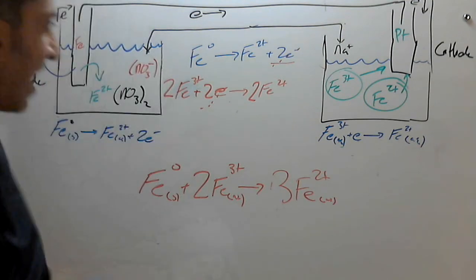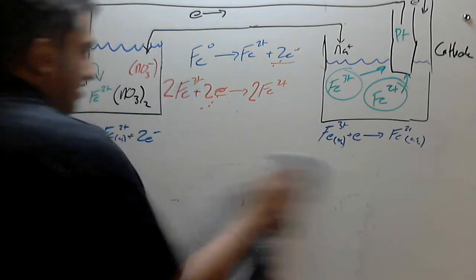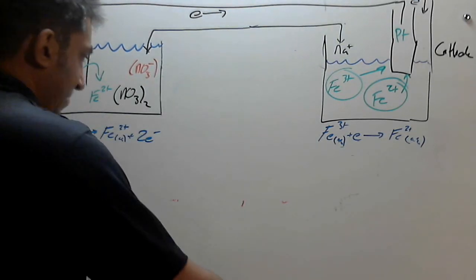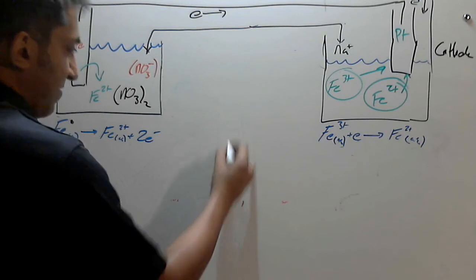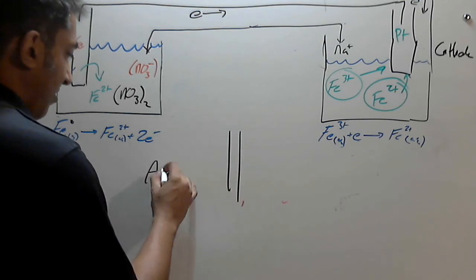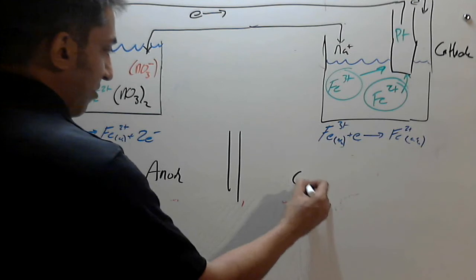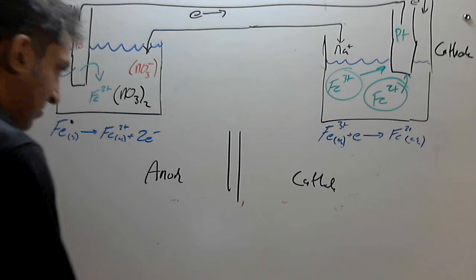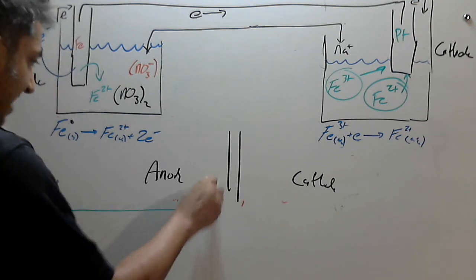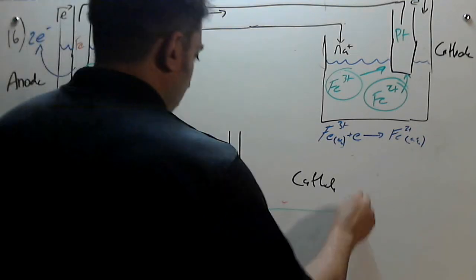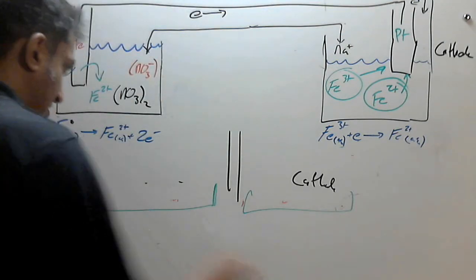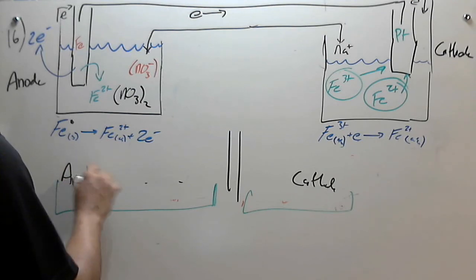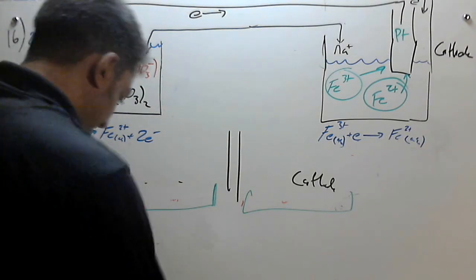Shorthand method, remember we had our cheat. Let's go ahead and do our cheat. Let's start with our basic cheat. We're going to say we have a salt bridge, and we have an anode, and we have a cathode. And then we said that something always happens at the cathode. What always happens at the cathode? Reduction always happens at the cathode. Okay, reduction always happens at the cathode.